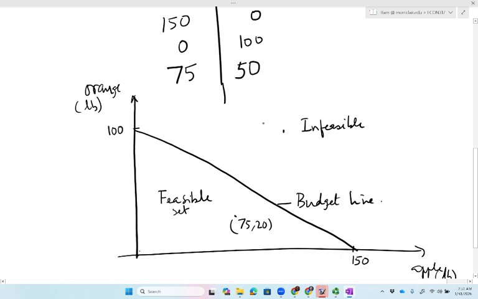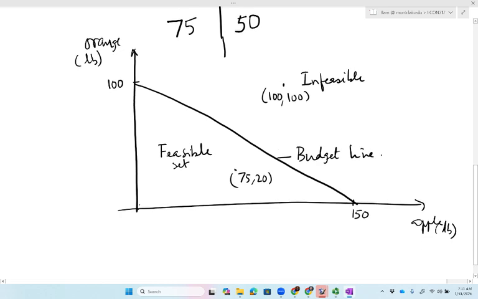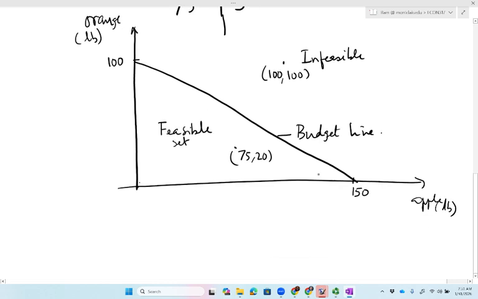So for example, I will take, let's say, 100 pounds of apple and let's make it 100 pounds of orange. So this point is not feasible because given the prices, the consumer will not be able to afford it. So I have now described the budget set in two ways. First, I came up with a table where we just looked at some possible combinations of apple and orange. We could have added many more. Then I drew a graph for the budget set, where I described the budget line.